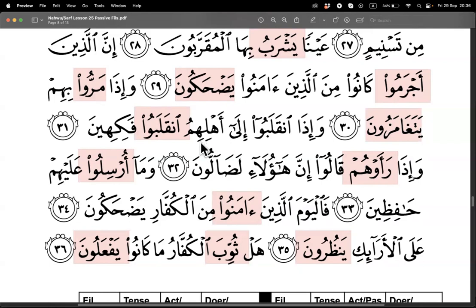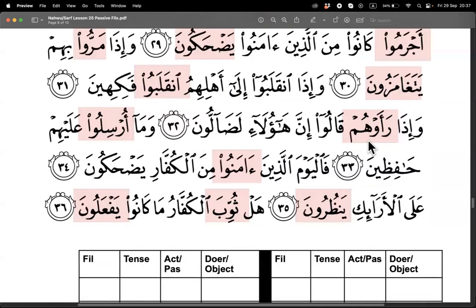Ila ahlihim. Ila is huruf jar, and then ahli is majrur. It also is mudaf, and then him is mudaf ilayh. Very good.